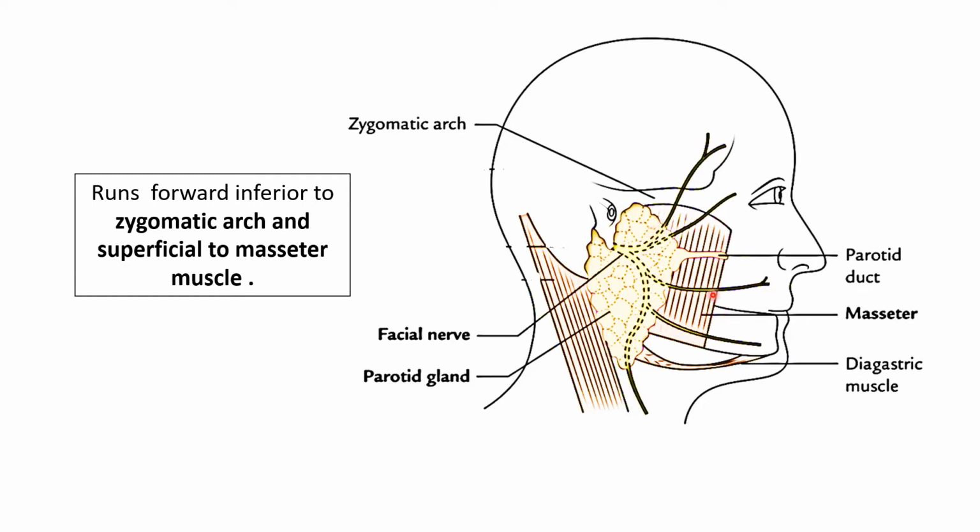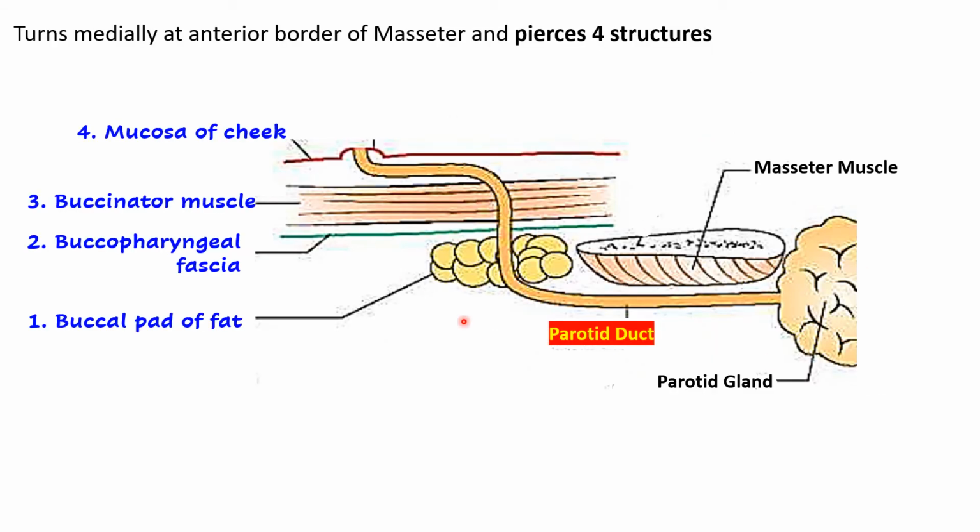We can see here the parotid duct is placed between the two branches of the facial nerve, the upper buccal and the lower buccal branches. In this horizontal section, we can see here, this is the parotid gland. This is the parotid duct running superficial to the masseter muscle. Now at its anterior border, that is at the anterior border of the masseter muscle, the duct is going to turn medially and it is going to pierce certain structures.